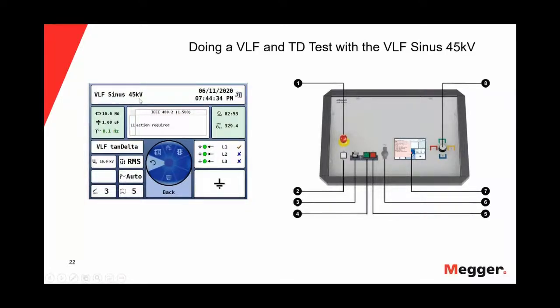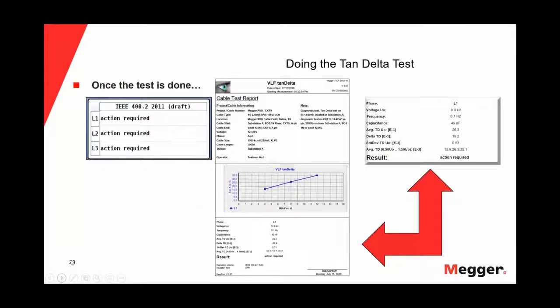So if you're on a VLF Sinus 45 unit, it has a date and time stamp for you so that you never lose that data. It has the standard that you'll be using, in this particular case 400.2, 1.5 times U0, action required. Of course, here's the VLF tan delta, and this is your jog wheel as you use your mouse. It's telling you the phases that you've already done, that you're grounded, and so on and so forth. This is doing a tan delta test. This is an actual data sheet. So once the test is done, of course, it's going to give you this automatic IEEE 400.2 standard assessment for you.